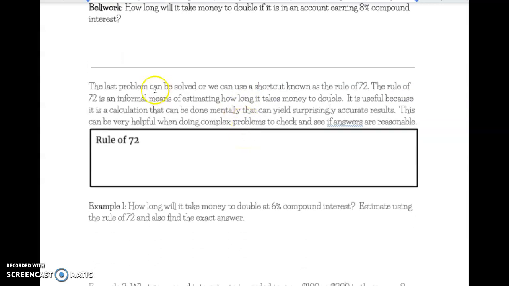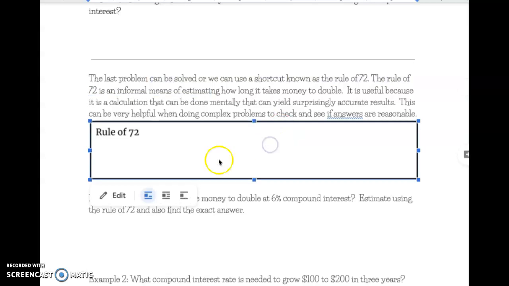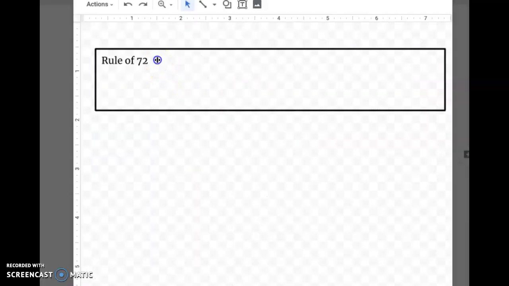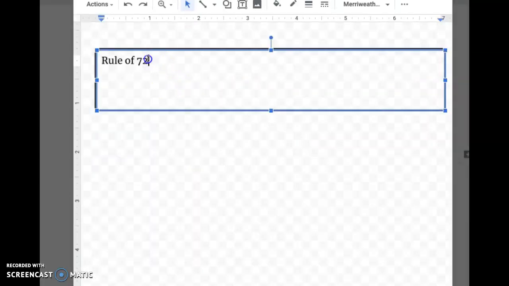So, as I was saying in the last video, the last problem can be solved, or we can use the shortcut known as the rule of 72. So I'm going to jump in here and tell you what the rule of 72 is. The rule of 72 says that if we are looking at how long it takes money to double in compound interest, the time that it takes is equal to 72 divided by the rate of return.